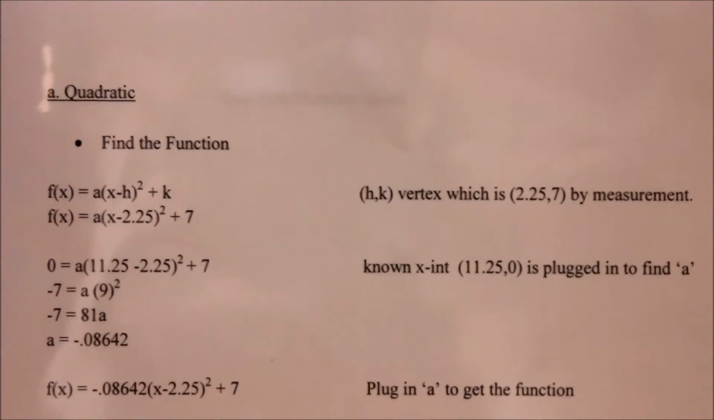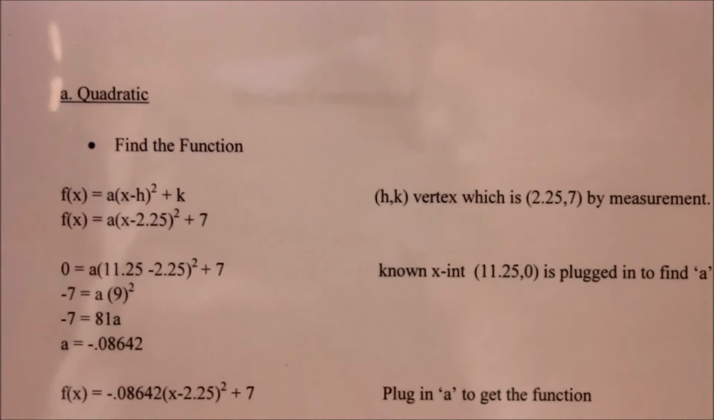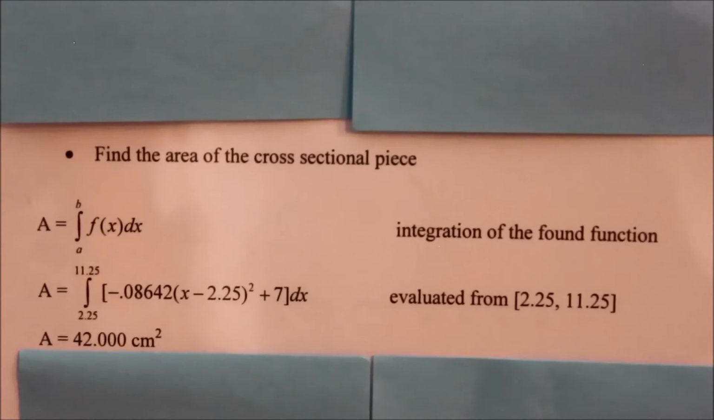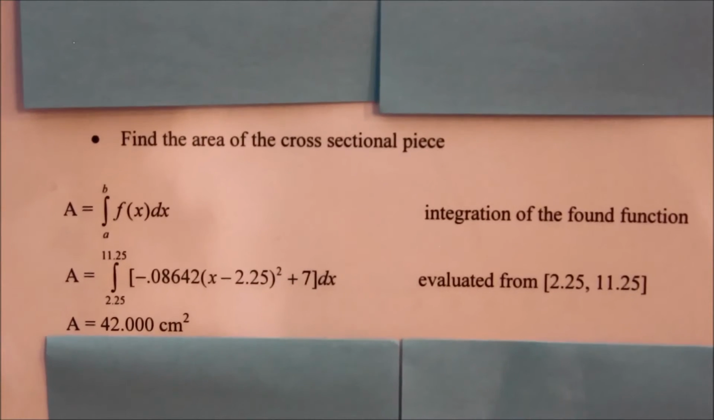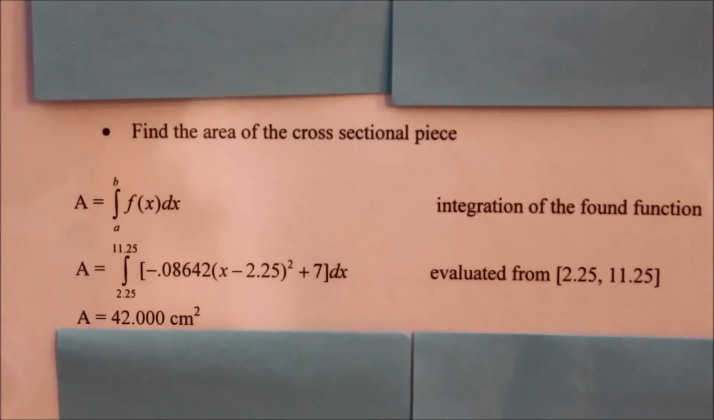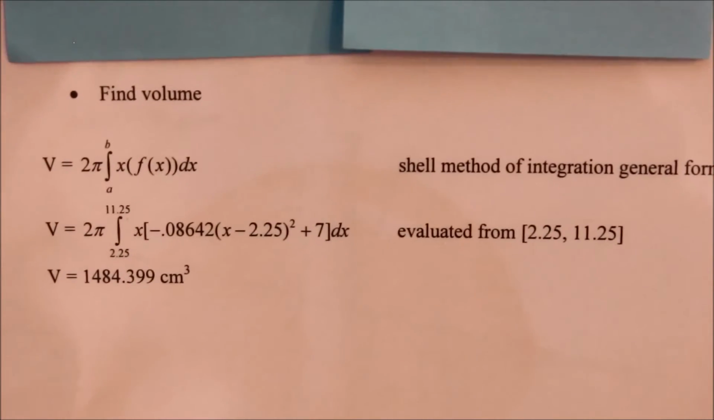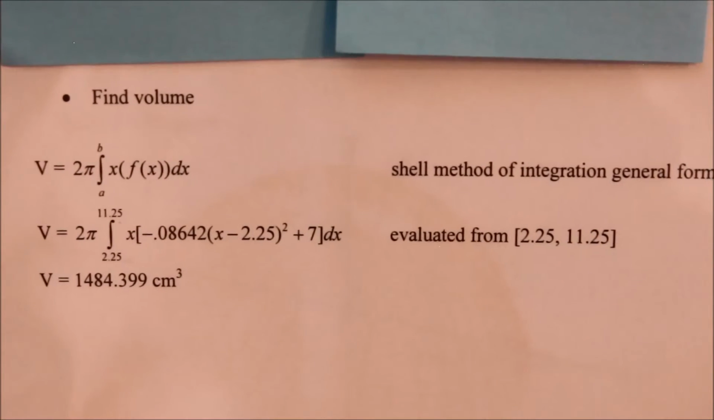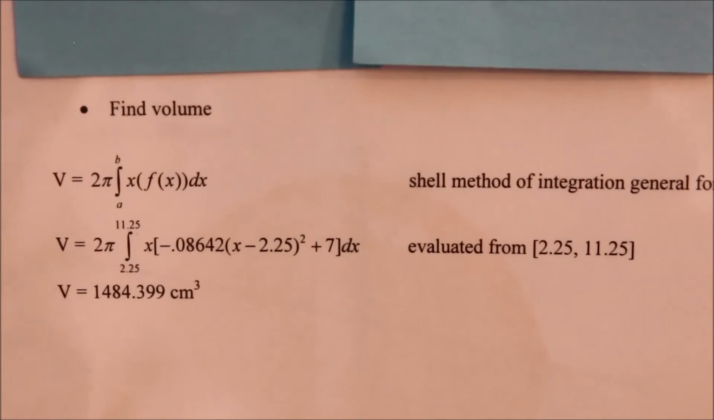First, we use the general equation of a quadratic function and plug in h and k. Then we plug in the known x-intercepts to find a. Then, using a, we find the function. Then, to find the area of the cross-sectional piece, we integrate the found function, evaluated from 2.25 to 11.25, to find an area of 42 centimeters squared. Then, to find the volume, we're going to use the shell method of integration, evaluated from 2.25 to 11.25, to get a volume of 1,048.399 centimeters cubed.